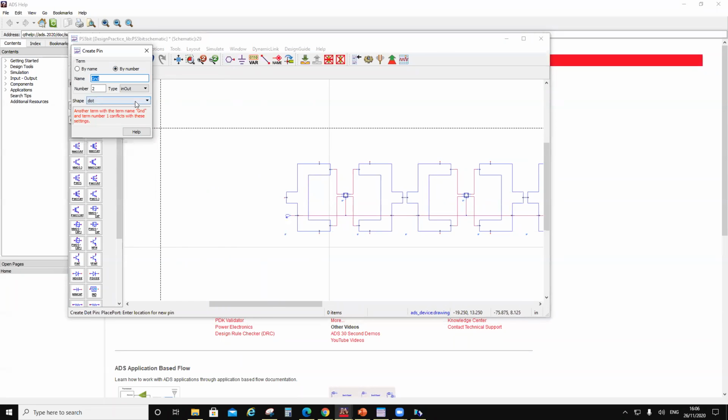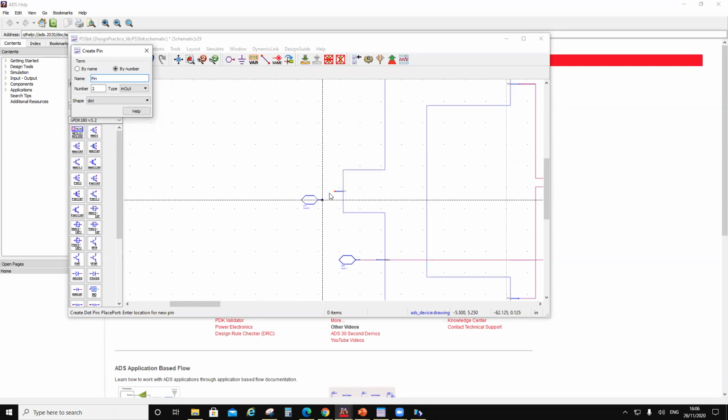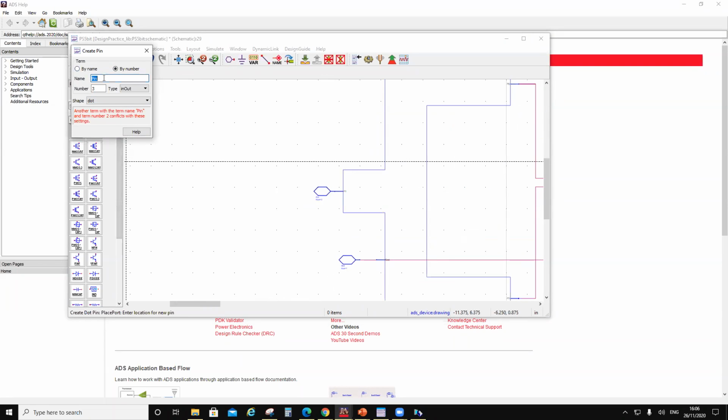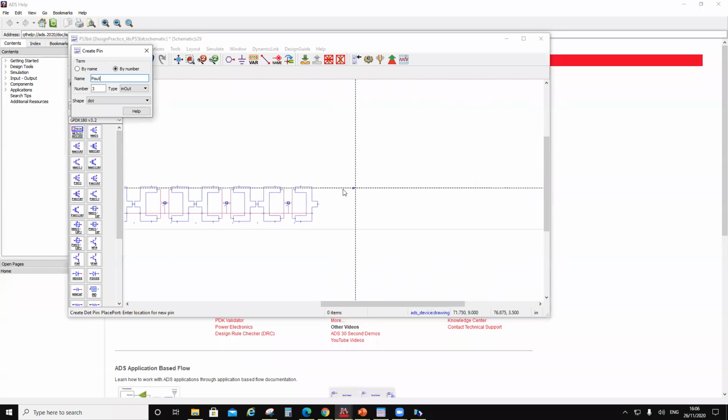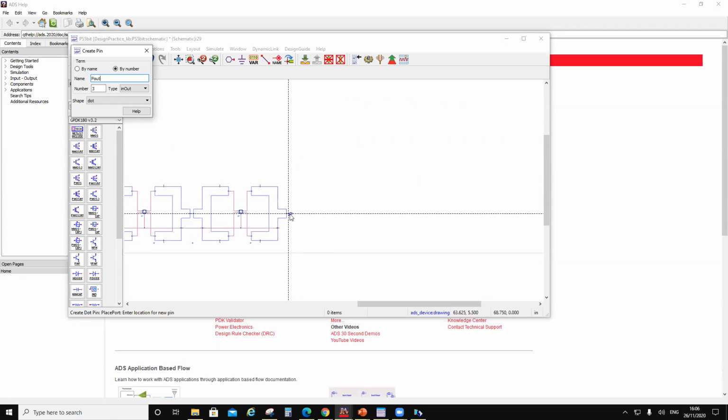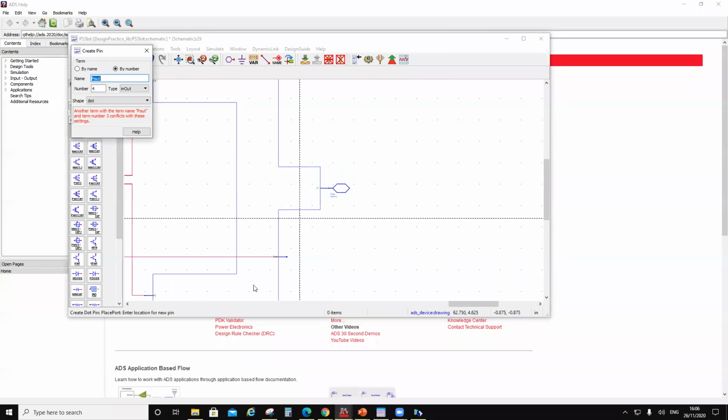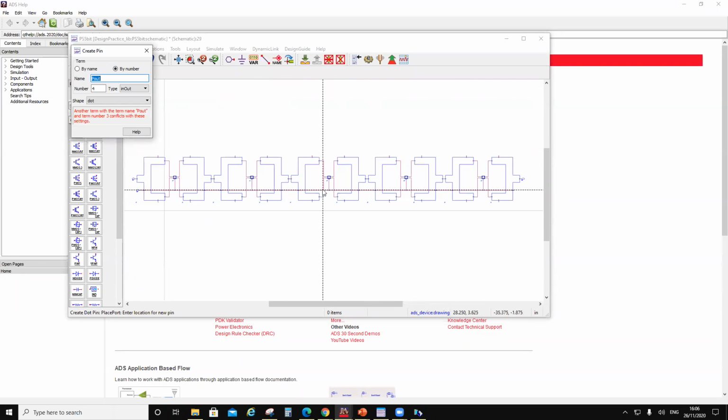We will have one P in. So this is my P in. And then we will have P out. And this is going to be symmetric. So input output terminal doesn't make any difference. You can put here your P out. So that's P out.